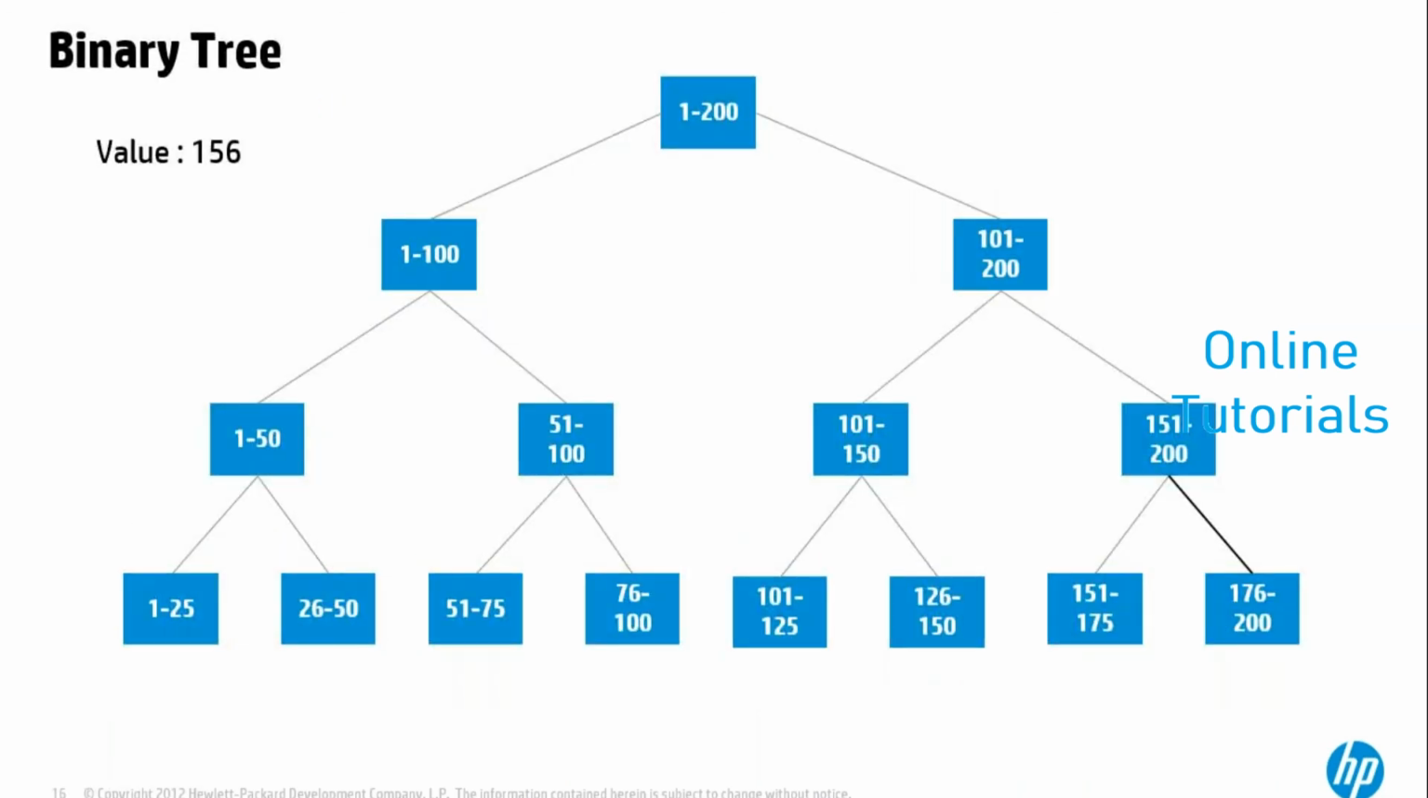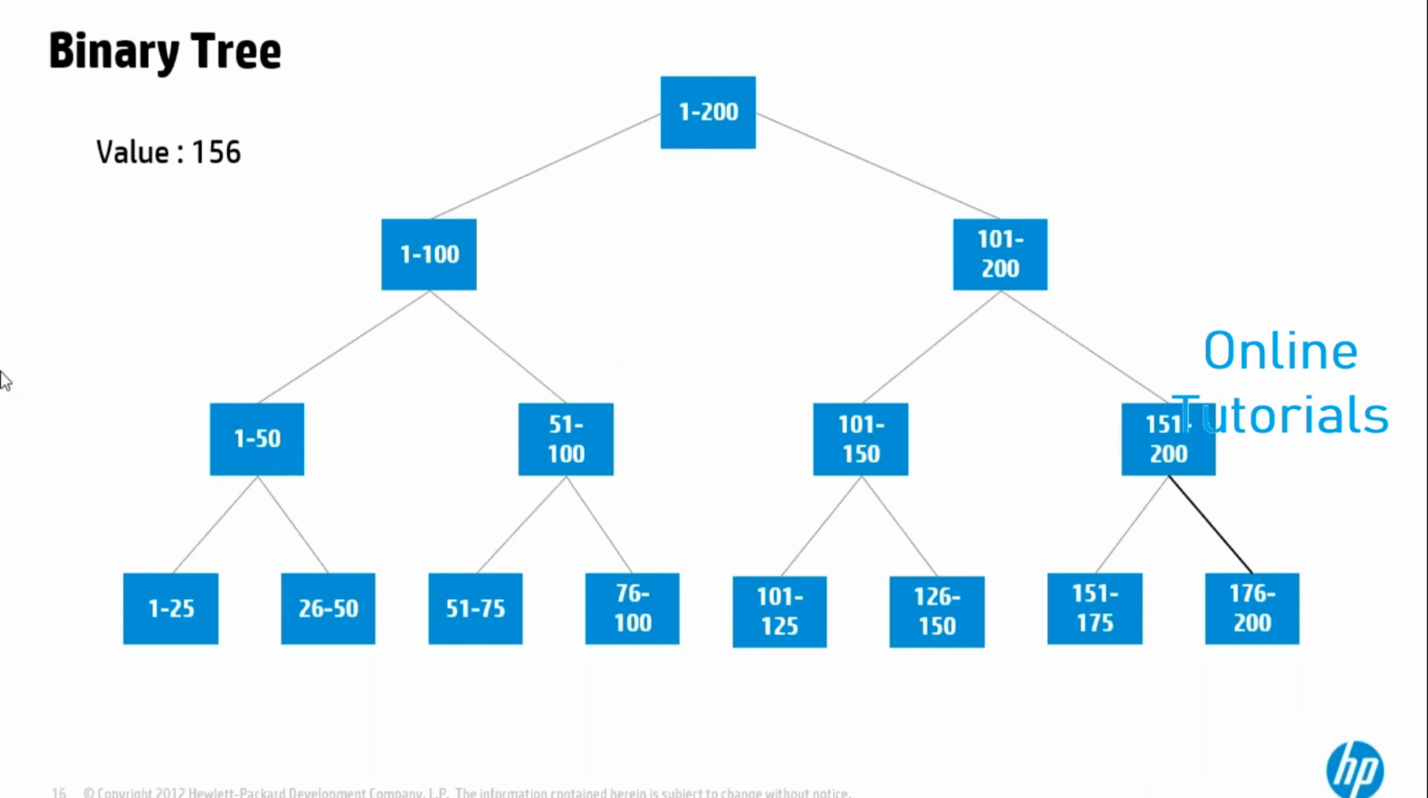You can see the binary tree. If I want to search the value 156, what happens? Take 1 to 200. 1 to 100 will go here, and 101 to 200 go here. Then 101 to 150 go here, and 150 to 200 go here. Like that it will break. Just observe this binary tree.